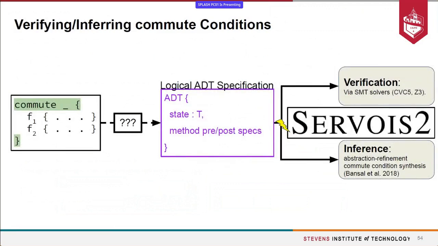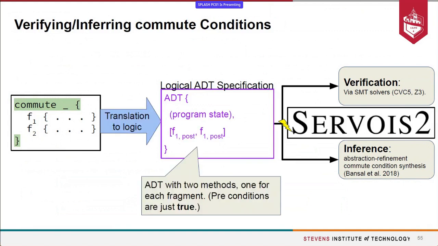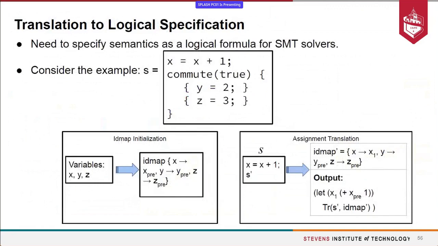And there's some existing work on inferring and verifying commutativity conditions, but this work is done on logical ADTs. So we had to come up with a way to translate our commute statements to logical ADT specifications. The way we're modeling this is that we want to turn our statement into an ADT where the state is just the program state, and we have two methods, one corresponding to each of the fragments. And this requires coming up with a specification for the semantics of our fragments as logical SMT formulas. And the best way to illustrate how we do this is with an example.